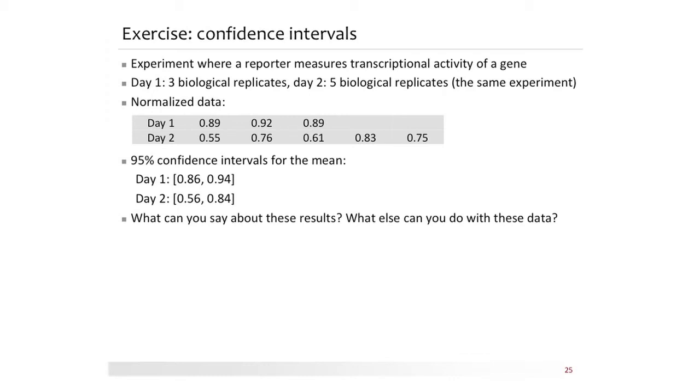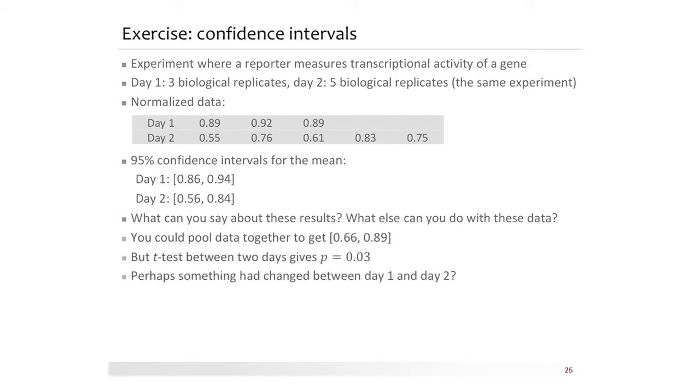But normally, that was my question, what else could you do with this data? You could pool them together because we are doing the same experiment, and you can say, okay, we have 3 and 5, we have 8 replicates in total. But because we know that they are not the same, well, if you pool them together, this is the 95% confidence interval, theoretically, but probably it doesn't have a very good practical meaning because something has changed.